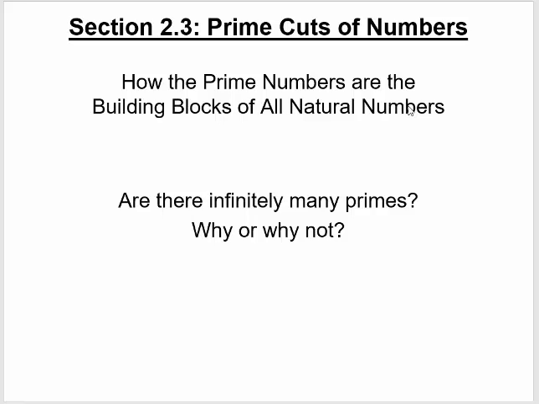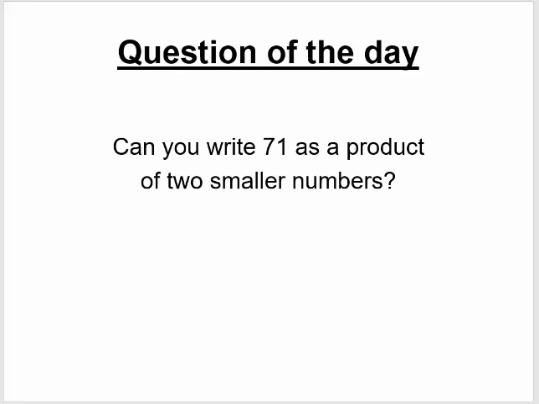Okay, so section 2.3 is called prime cuts of numbers, or how the prime numbers are the building blocks of all other natural numbers. As we've done before in the previous lecture, let's start with a question. Can you write the number 71 as the product of two smaller numbers? So what that means is, is 71 something like 23 times 3 or something? No, 23 times 3 is 69.